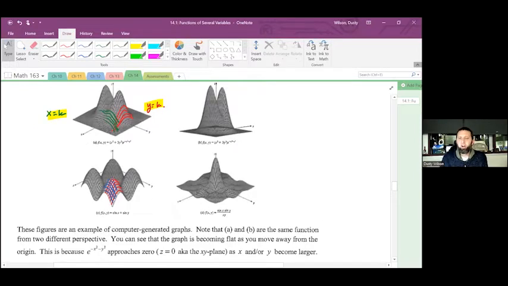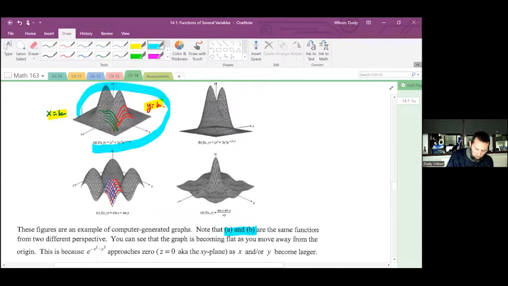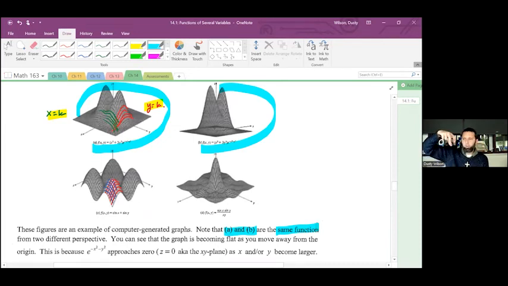So these figures are an example of computer-generated graphs. I believe all these were made with Mathematica. Note that A and B, so this would be A and B, this one and this one, are the same function, but from two different perspectives. We took that graph and then we twisted it. And so you could see the two towers pretty clearly in A, but in B, they were twisted. And so one is sort of in front of the other. And so it's a little harder to see what's going on.